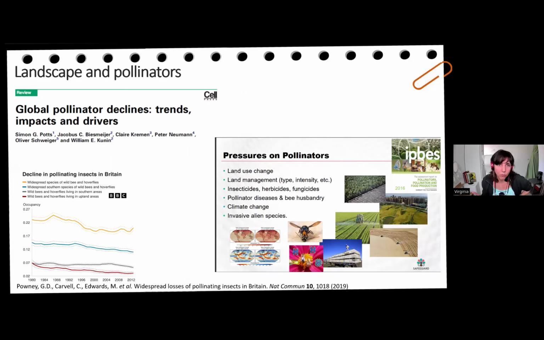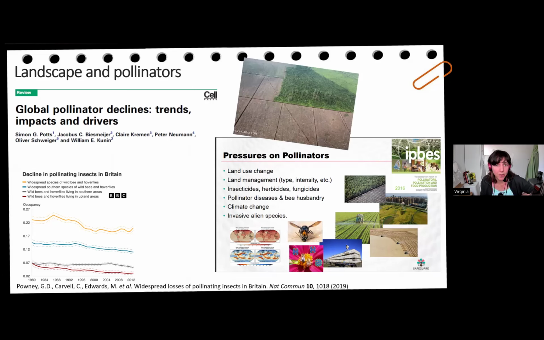And there is more or less an established consensus on what the most important drivers of global change behind pollinator decline are, and that we can see here. So they are land use change and land management, so if there is intensive agriculture practice, for example using herbicides or pesticides, of course also climate change that can alter the phenologies of plants and bees, and also invasive species.